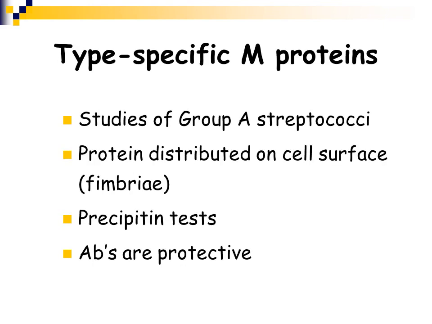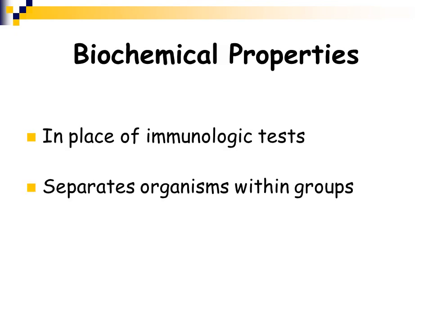We already said that Streptococcus contains M proteins, and these are more common in the group A Streptococci. You can do precipitin tests to look for M proteins. The antibodies against M proteins are protective. Again, you can do biochemical properties in place of some of the immunologic antibody-based tests, and the biochemical properties are the more common methods used to differentiate the streptococci in a clinical setting.